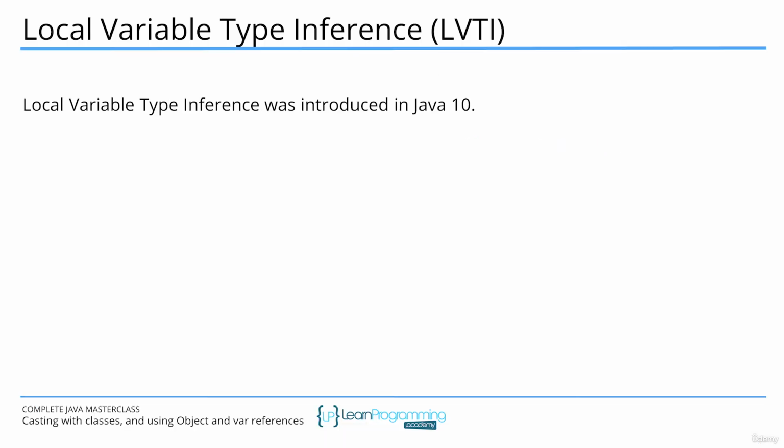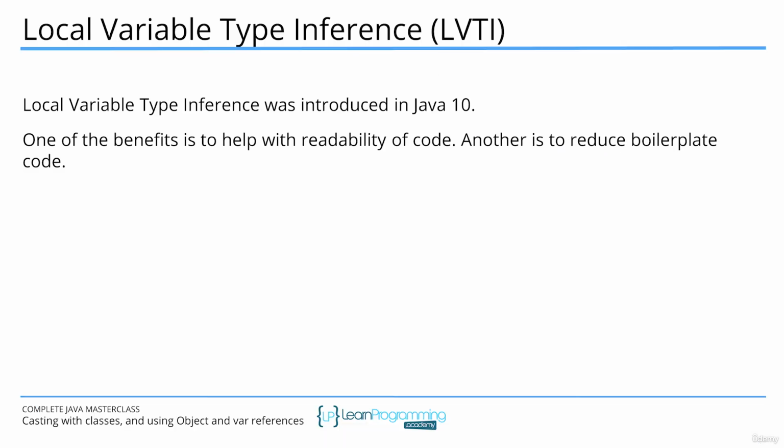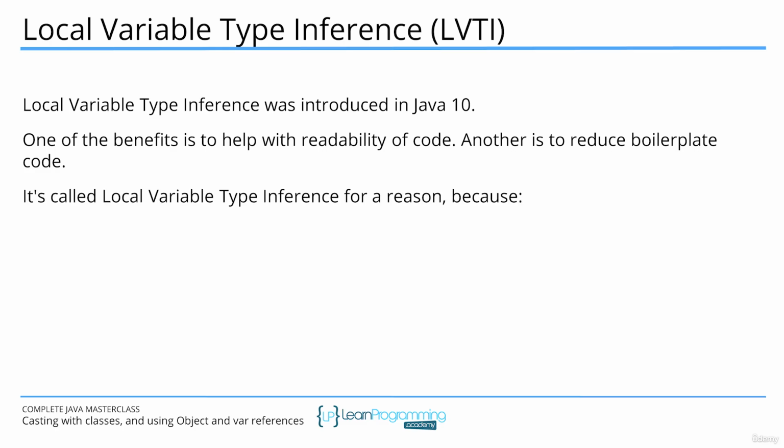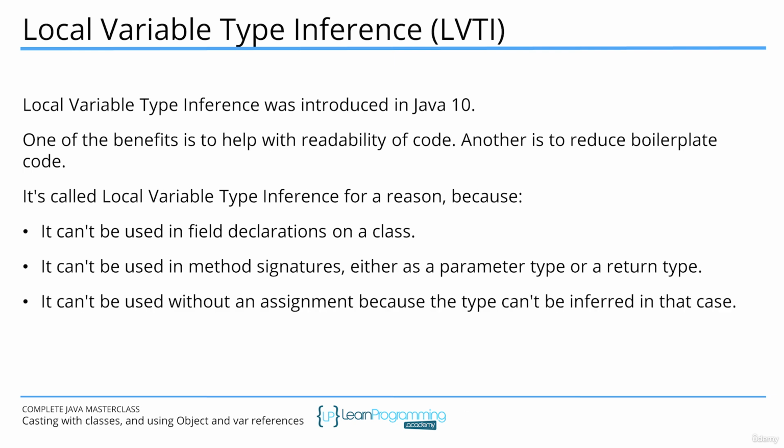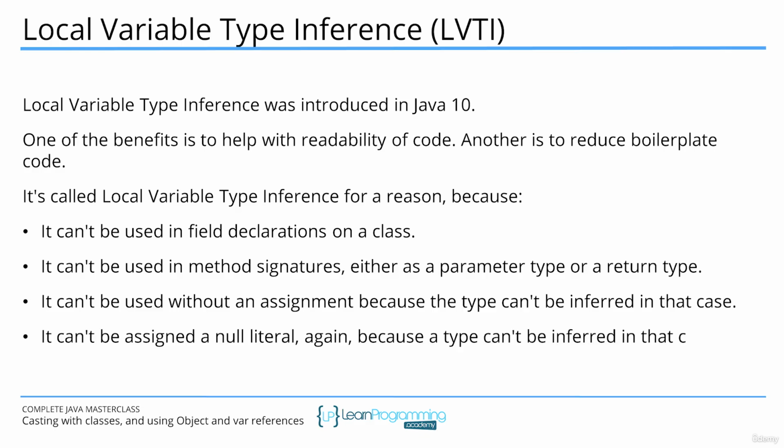Local variable type inference was introduced in Java 10. One of the benefits is to help with readability of code. Another is to reduce boilerplate code. We'll look at this feature in a lot more detail in the section on generics later in this course. It's called local variable type inference for a reason, because it can't be used in field declarations on a class, it can't be used in method signatures, either as a parameter type or a return type, and it can't be used without an assignment because the type can't be inferred in that case. It can't be assigned a null literal, again, because a type can't be inferred in that case.